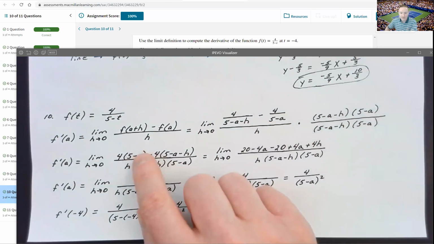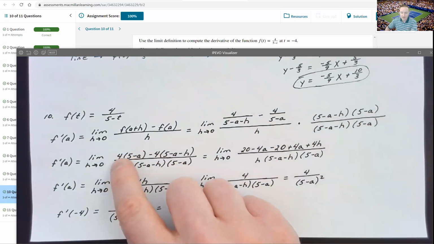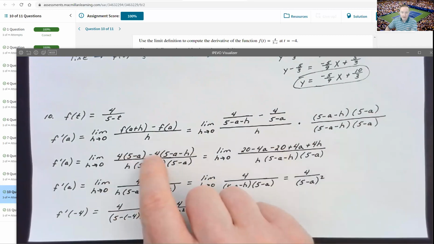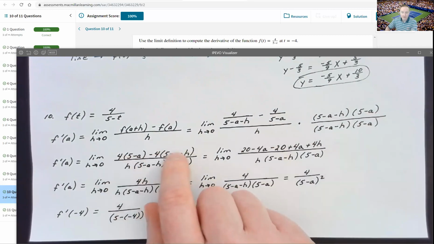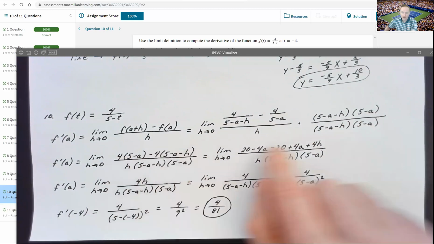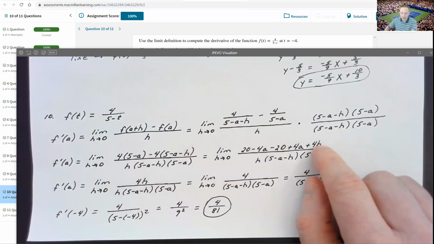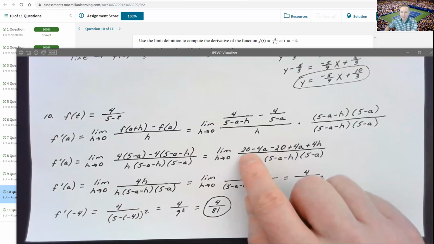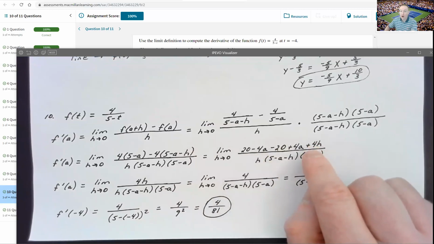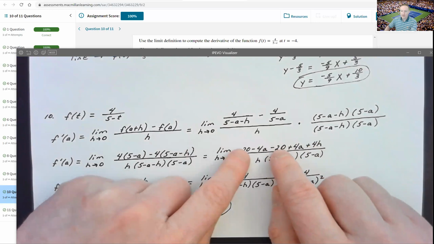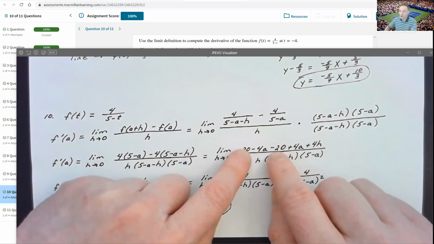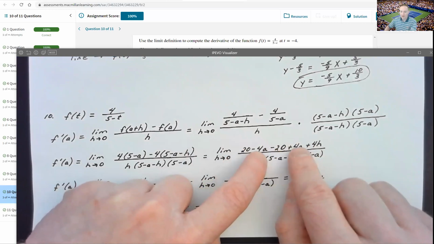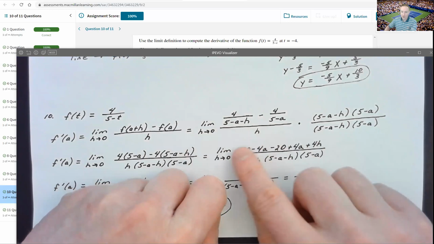Now, from this step to the next, all I'm doing is distributing the terms in the numerator. I get 20 minus 4a, and then minus 20 plus 4a plus 4h. Again, it should never be a surprise when terms are canceling. Terms will always cancel. If you start getting something like a 20 plus 20, you know you've made a sign error. They will never combine, always cancel. -4a plus 4a cancels. Gorgeous.